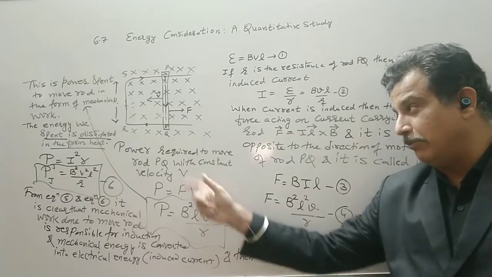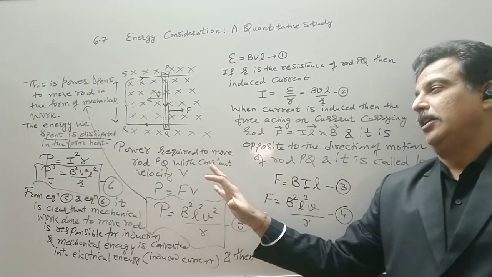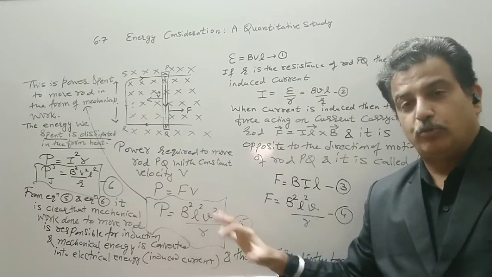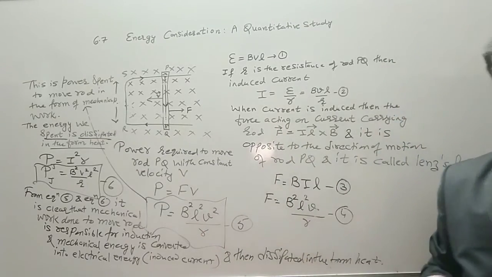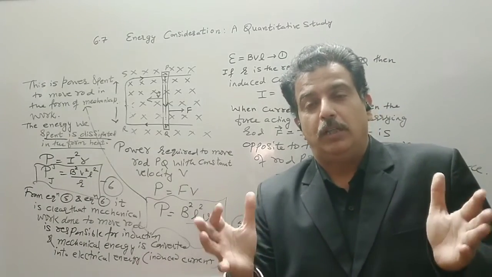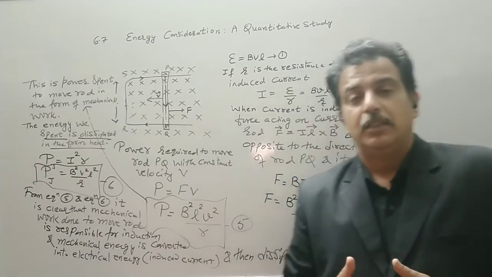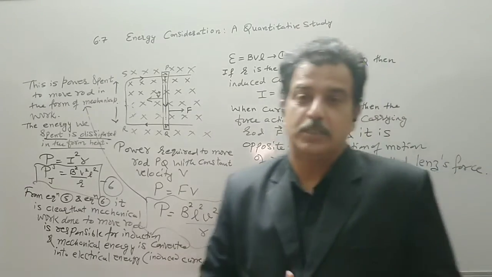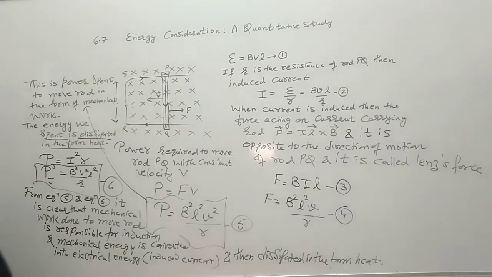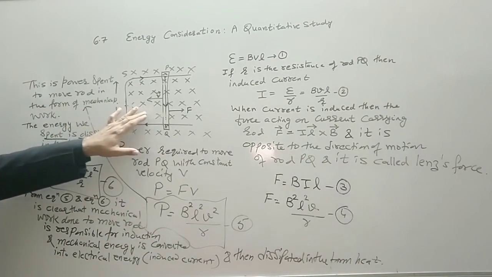So this is the power required to move the rod. And if the power is less than this value, you will not be able to move the rod. Similarly, you will not be able to lift a block if your work done against gravity is less than the gravitational force mg. So this is the power I spent to move a rod.